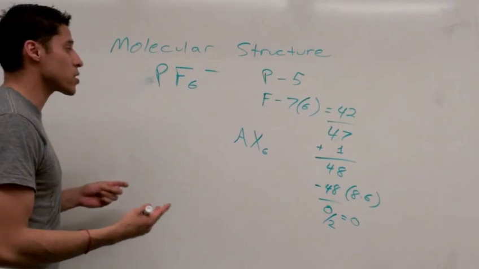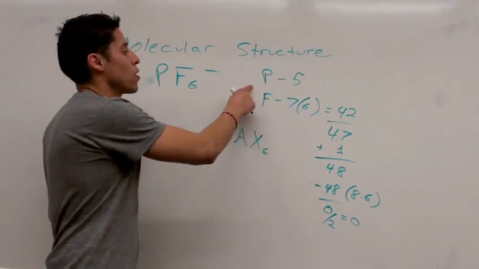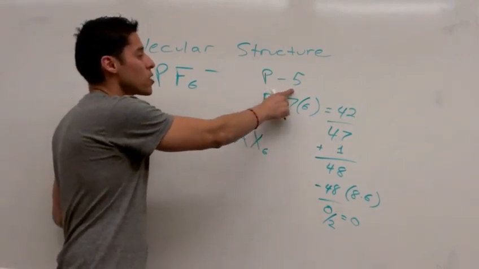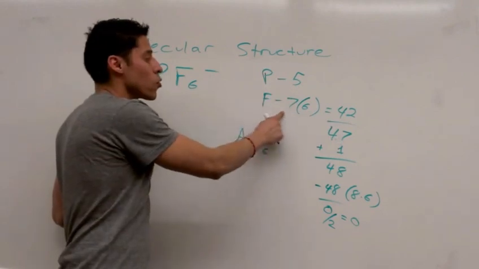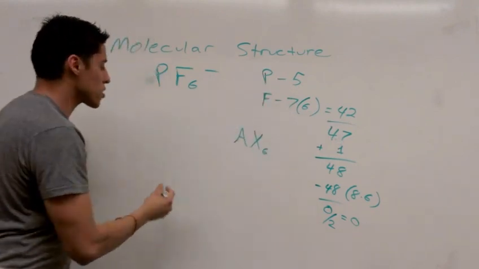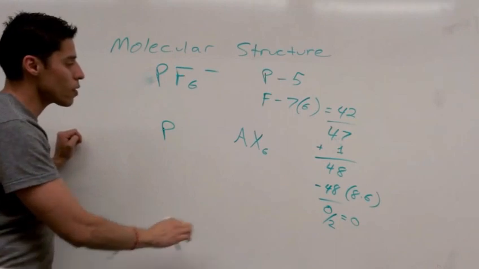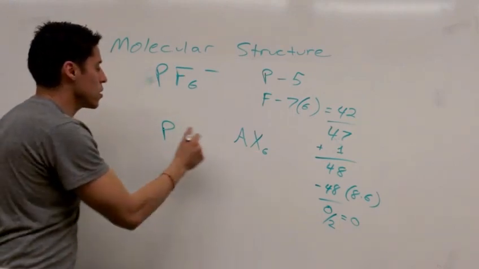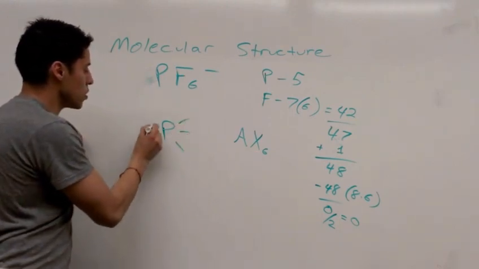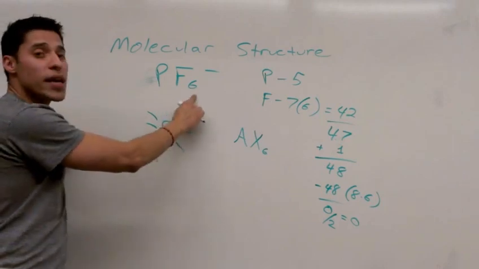Again, the central atom is going to be the lower group number, or less electronegative. In this case, phosphorus is in the 5A group number, fluorine is in the 7A group number. So phosphorus is going to be our central atom. Okay, we're going to surround it with 6 atoms. So 1, 2, 3, 4, 5, 6. In this case, they're all fluorine.